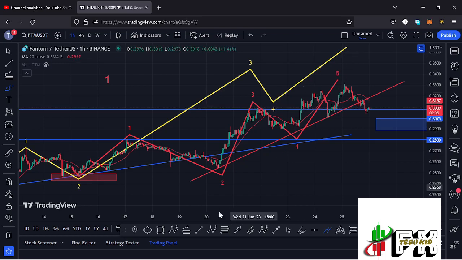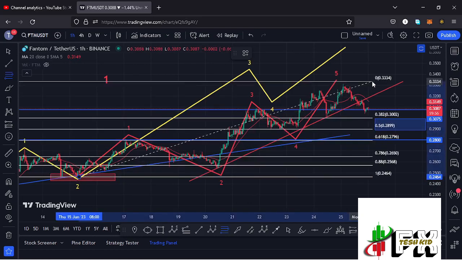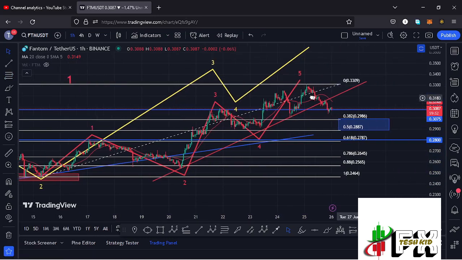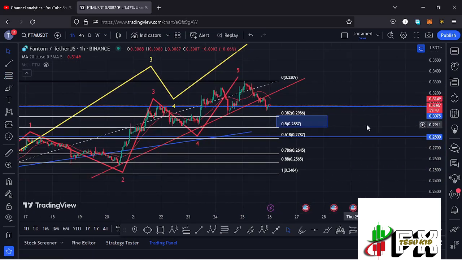Giving you minimum target areas for that fourth wave to the lower side by connecting the fibs from the low of the second wave to the high at around the $0.3313 mark, that gives me a minimum retracement area for the fourth wave between the fib level 0.382 and the fib level 0.5, which lies between the $0.2986 mark and the $0.2887 mark, the area highlighted on the charts using this blue target area.